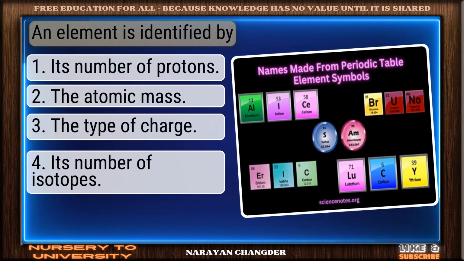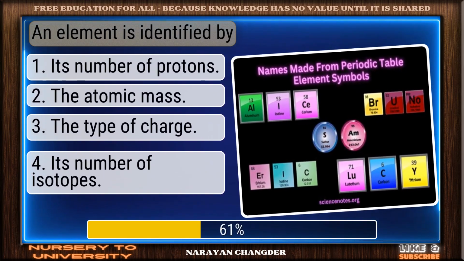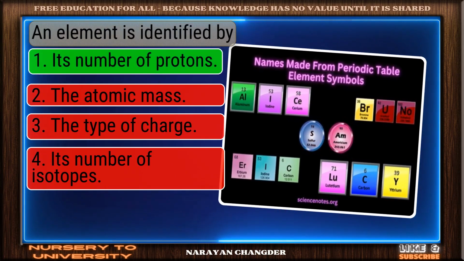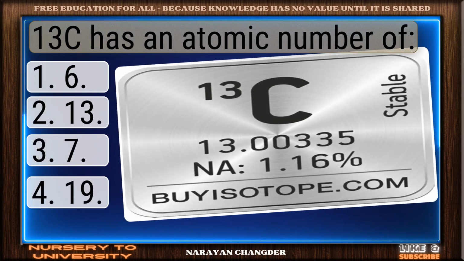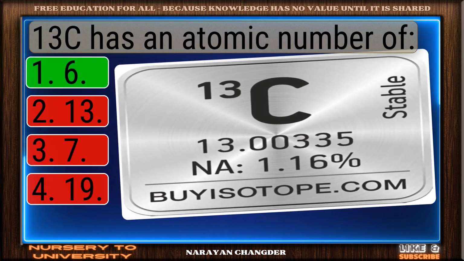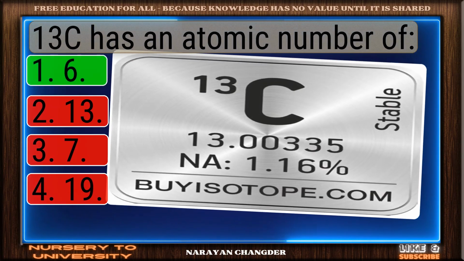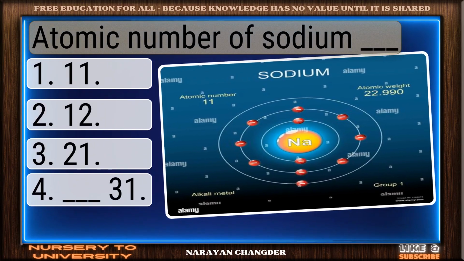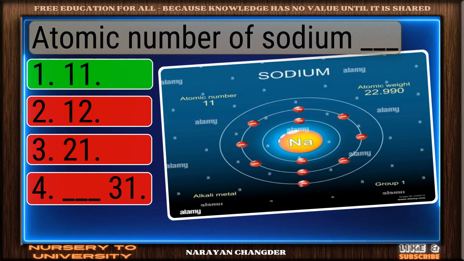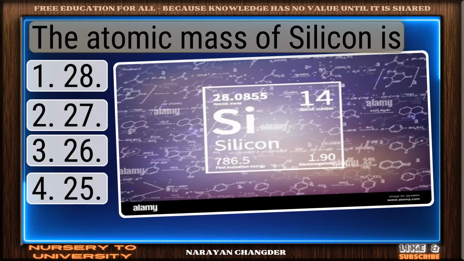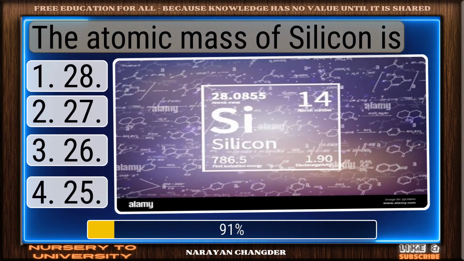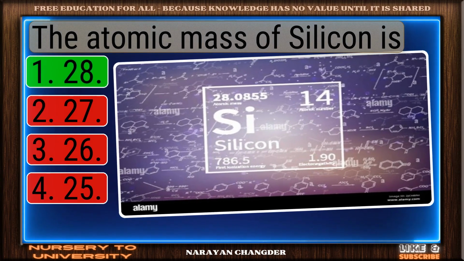An element is identified by. On track. Its number of protons is the correct answer. 13C has an atomic number of. Great job. 6 is the accurate answer. Atomic number of sodium dash. You're right. 11 is the correct answer. The atomic mass of silicon is... Good job. 28 works well here.